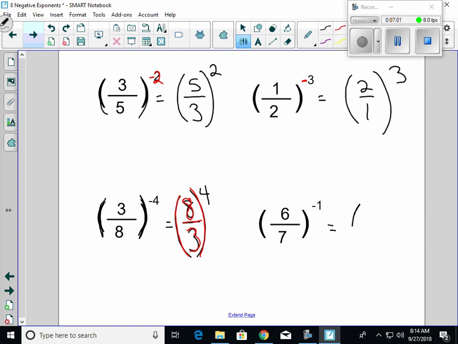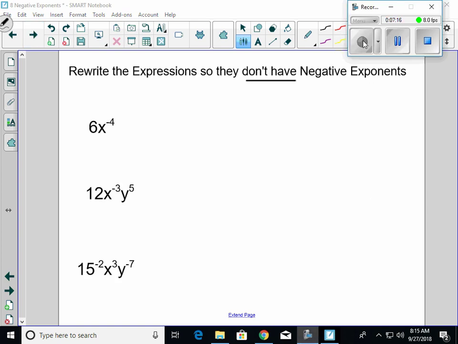Okay, the reciprocal means I flip that whole fraction, so 7 over 6. And instead of to the negative 1st power, I have the regular 1st power. Okay, so now we're ready to take on expressions. So we're going to rewrite the expressions so that they do not have negative exponents.